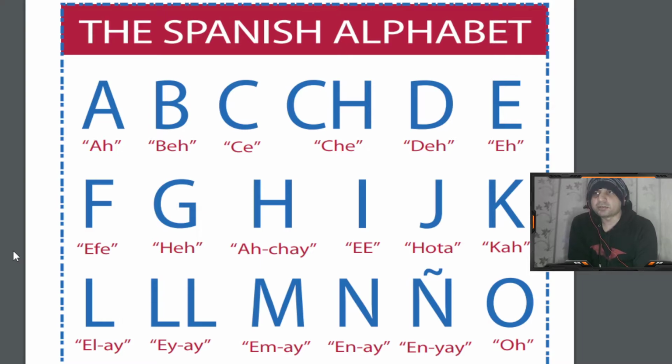So A, B, C, CH, D, E. These are the first five letters. Now we go to the next five. F is going to be "efe". G is going to be "he". Sometimes it makes the sound of "he" as well, it's all good. And H is going to be "ache".